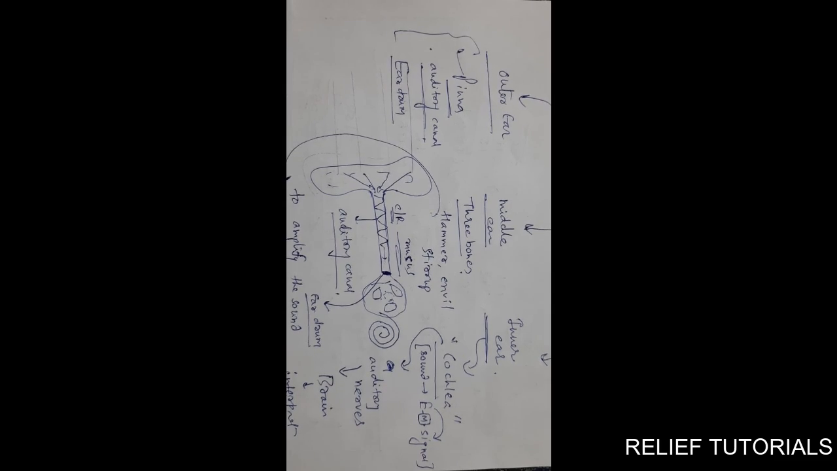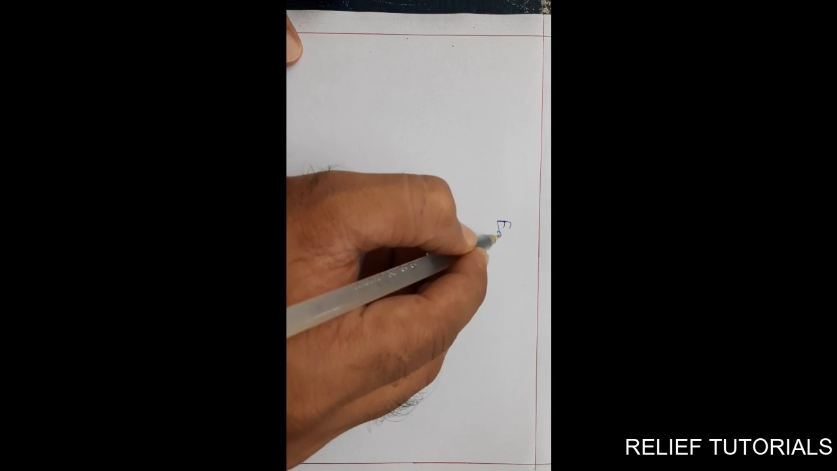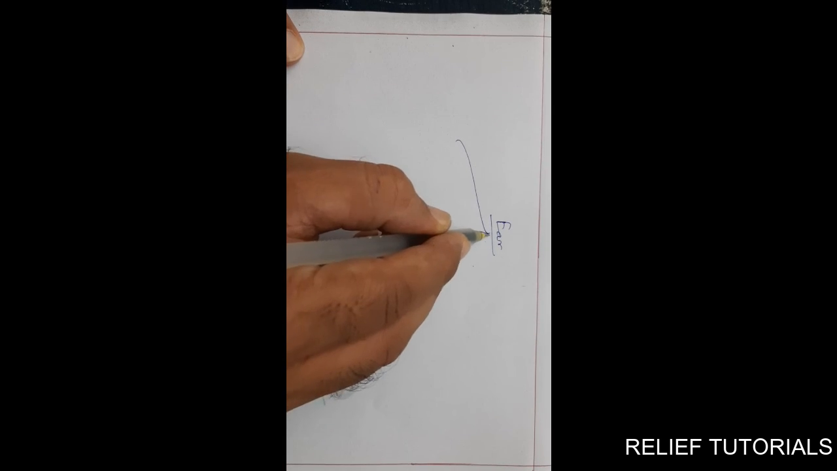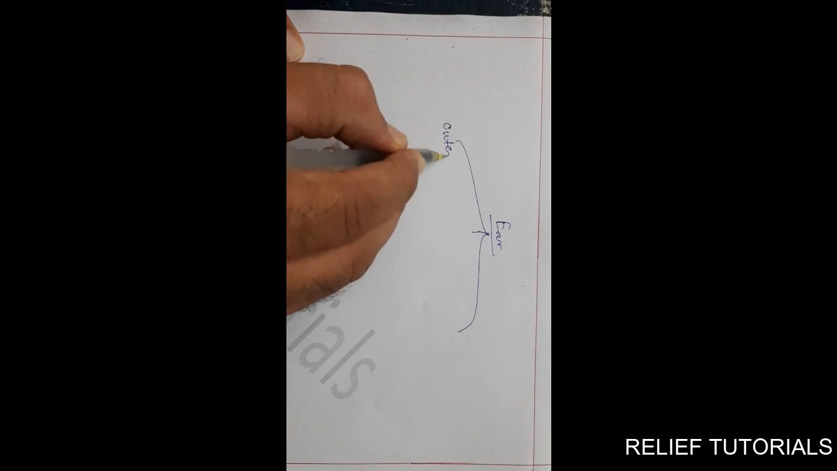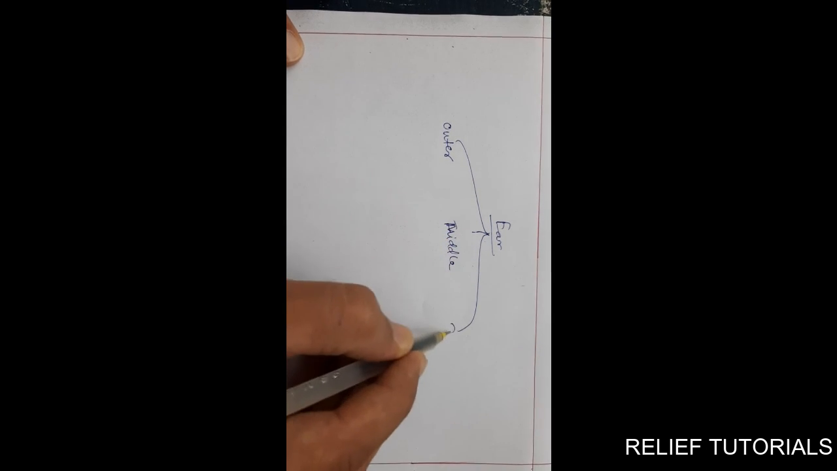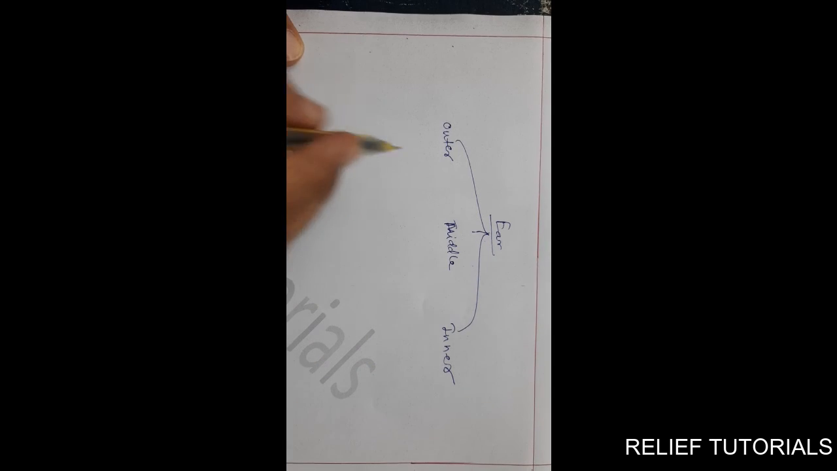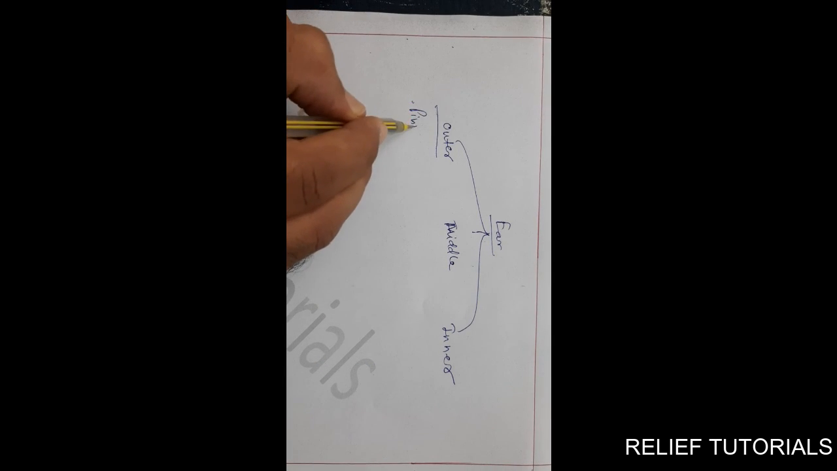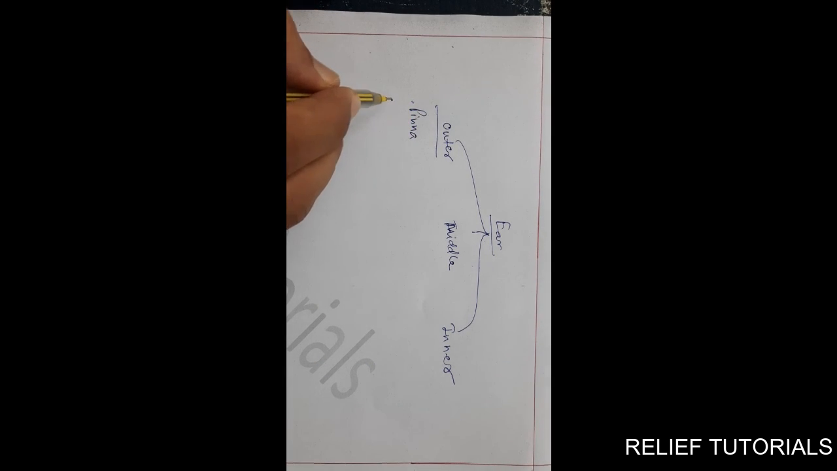Okay, so overall, if you see again, ear is divided into how many parts? Three parts: outer ear, middle ear, and inner ear. Outer ear is made up of pinna, which reflects the sound towards the canal. Second is auditory canal. These are the organs. And lastly, eardrum. Three parts of outer ear.